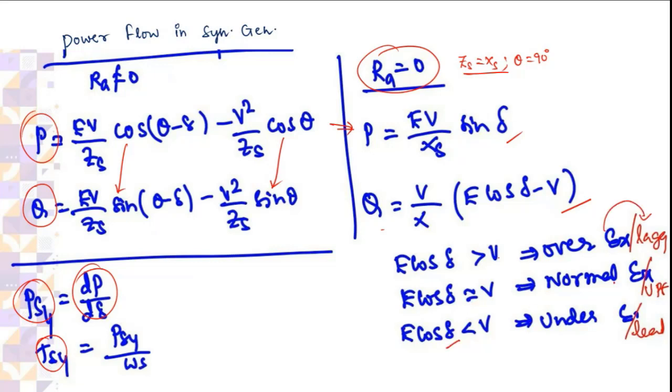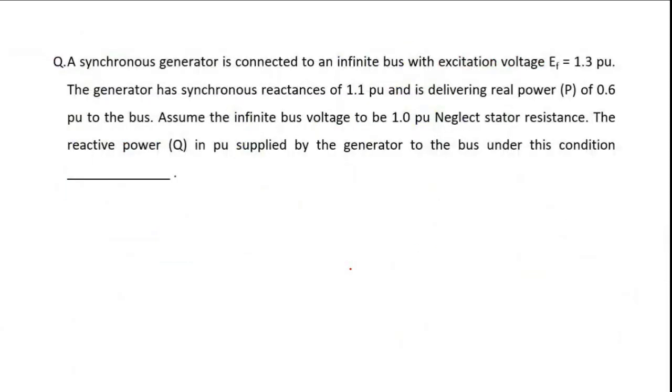And the power factor also, please try to remember. An over excited synchronous generator operates at lagging power factor. So if E cos delta is greater, then definitely Q is positive. Q is positive, no doubt it will deliver. Okay, it will deliver the reactive power.